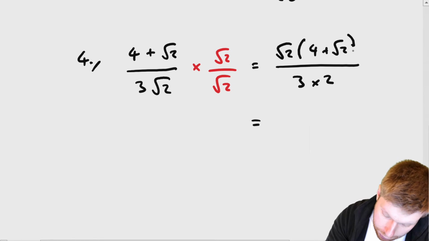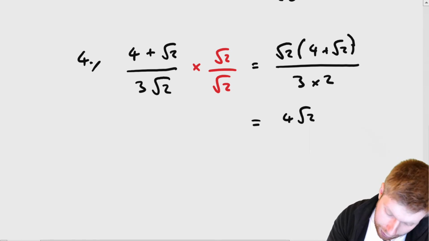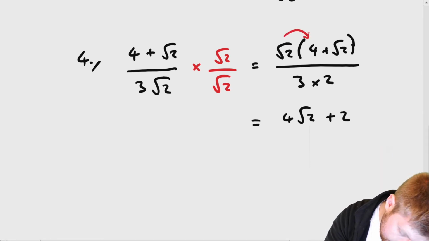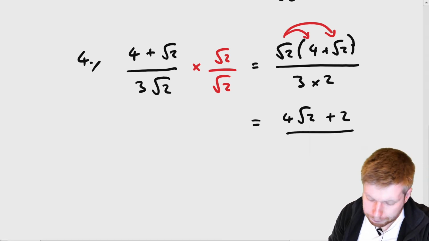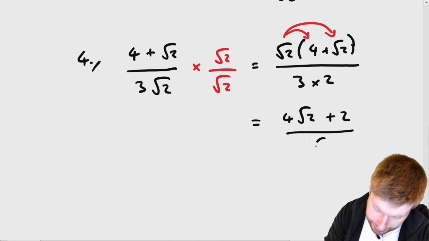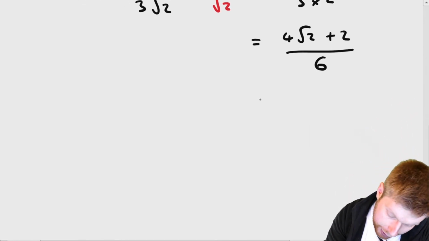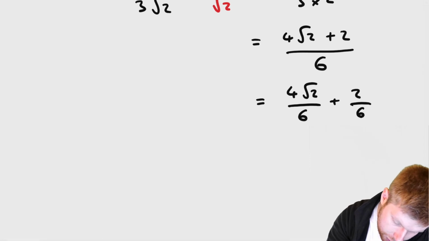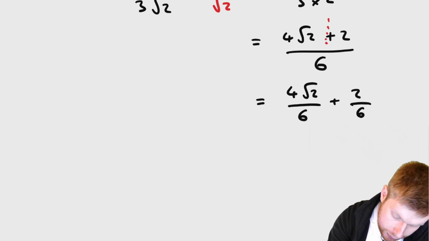Now if I multiply out that numerator, I get root 2 times 4, which is 4 root 2. I get root 2 times positive root 2, which is 2. So you notice all I've done there is just literally multiplied that root 2 out, distributed it across the bracket. And the denominator, I get 3 times 2, which is 6. Now I am going to take this one step further to properly simplify it. If I separate these two things out, so they're both over 6, like so. So all I've literally done here is almost drawn an imaginary line down the middle and then just separate it out so it's both over 6.